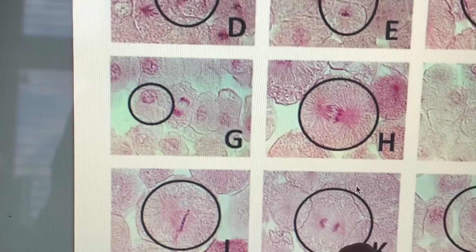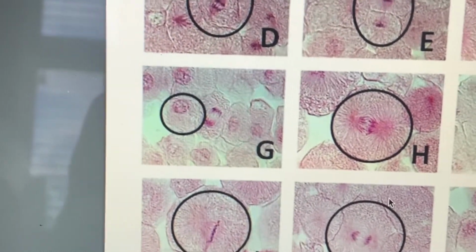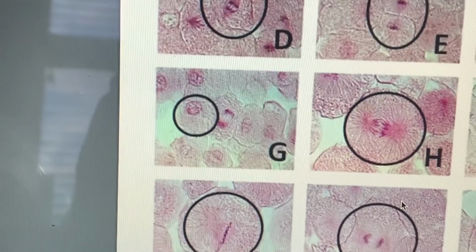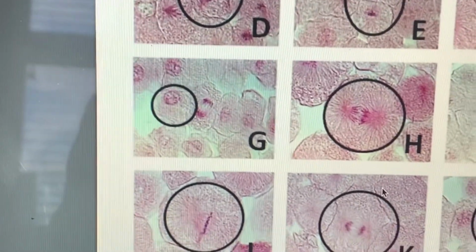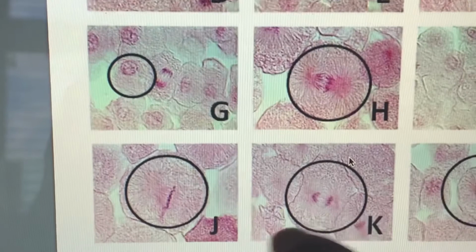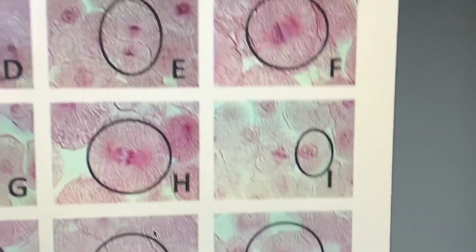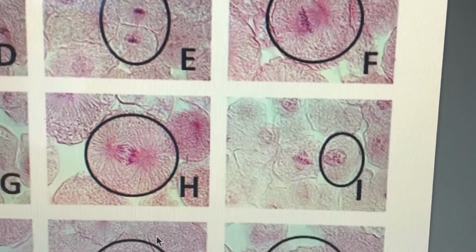K is anaphase, because you can see, I'd actually either give it anaphase or telophase, because you can see it separating, but we don't really know how far apart it's separated yet. And then L, I'm going back to prophase, because it's just the one in the middle.